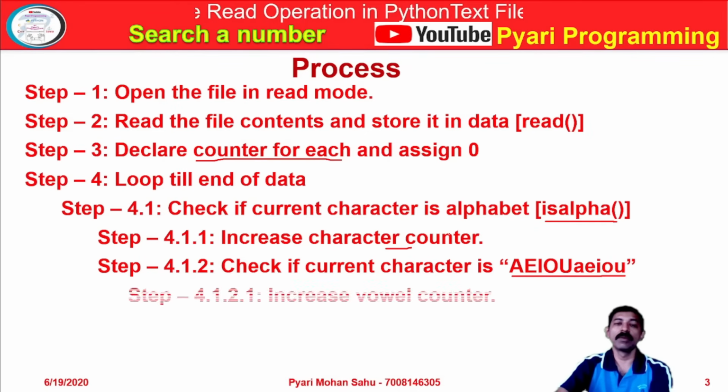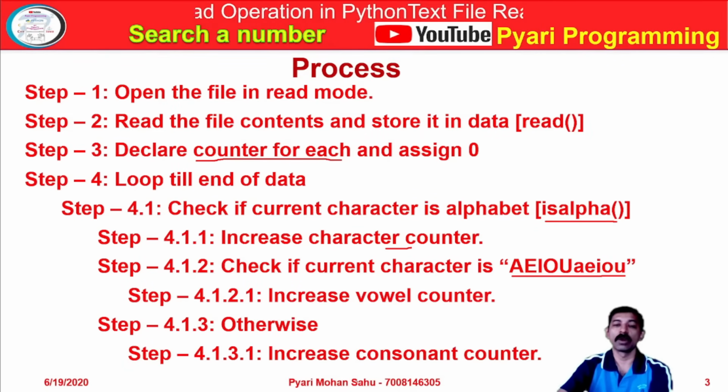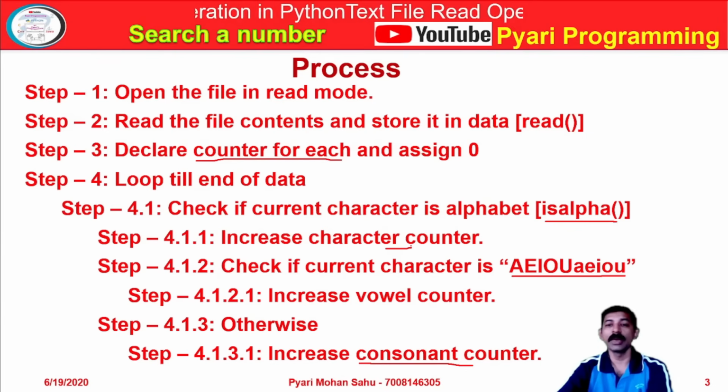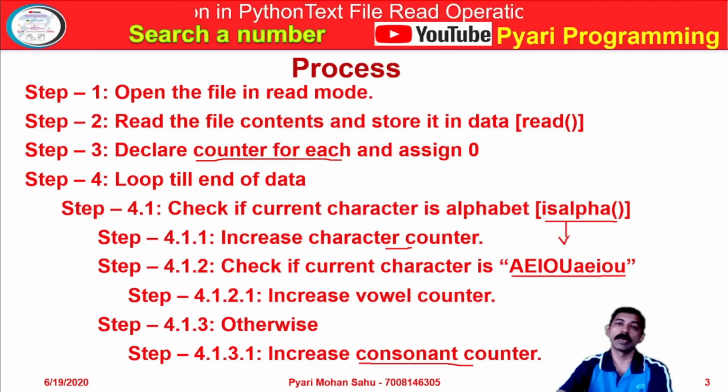Now if it is a vowel, then I will increase the vowel counter. Otherwise, I will increase the consonant counter, because if it is not a vowel, it is a consonant. Initially I am checking whether it is an alphabet or not. If it is an alphabet, then only I am checking for vowel or consonant.